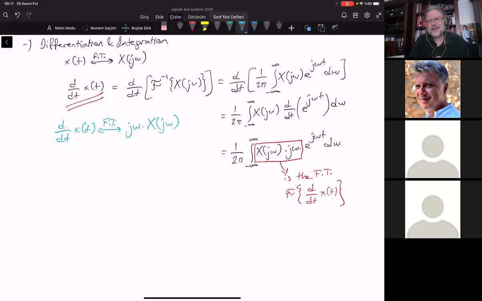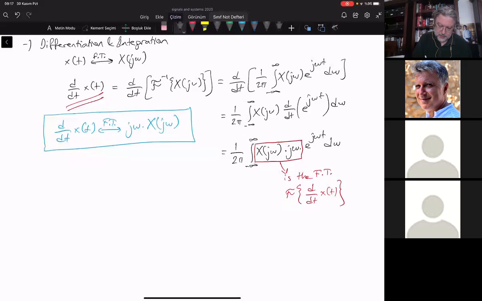Because we have been using this for the continuous time Fourier series too. So let's put it in the box. The same is valid for the Fourier transform. A derivative operator in the time domain corresponds to multiplication by j omega in the frequency domain, in the Fourier domain.